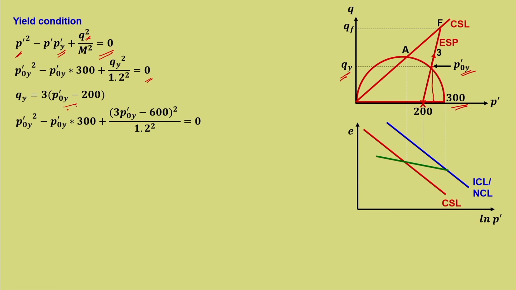Substituting for Qy, the only unknown will be p naught dash y. So p naught dash y square minus this, we have substituted for q, that is 3 p naught dash y minus 600 the whole square.